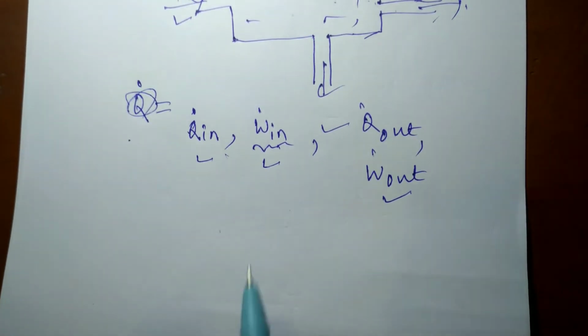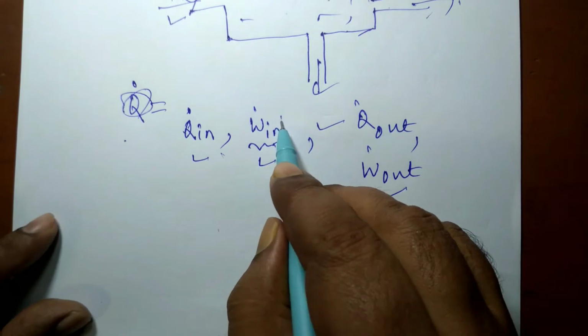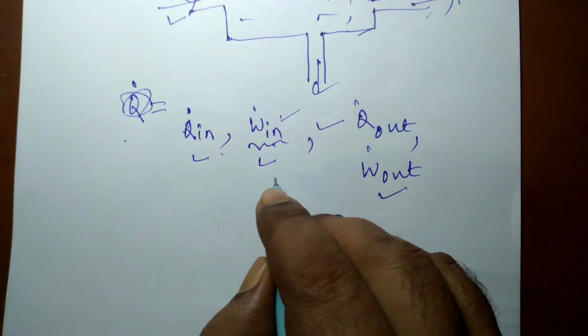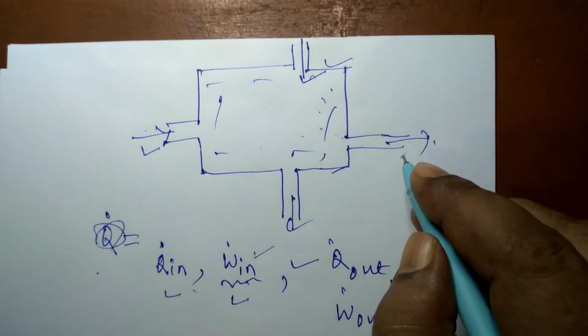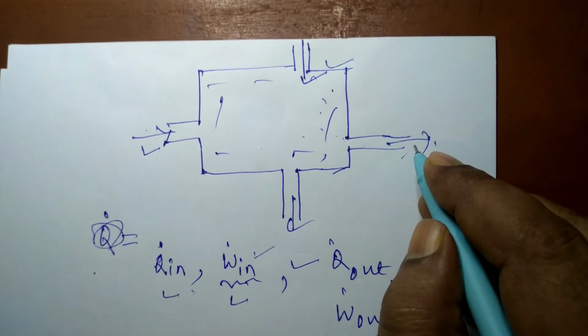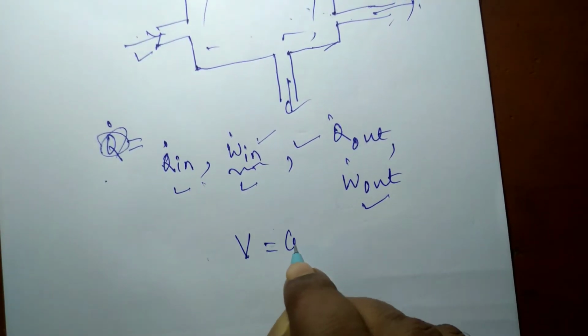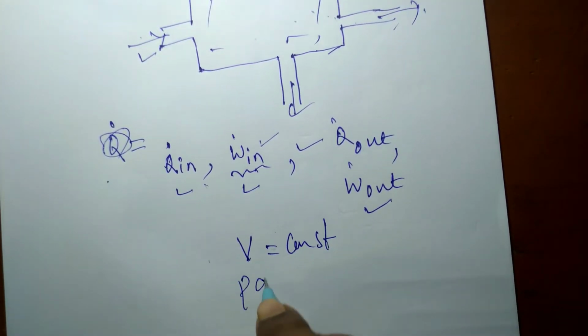But there is a difference between the W in a closed system and in an open system. In a closed system there can be boundary work, but in an open system there cannot be any boundary work, because since the volume is constant, the PdV work will be 0.